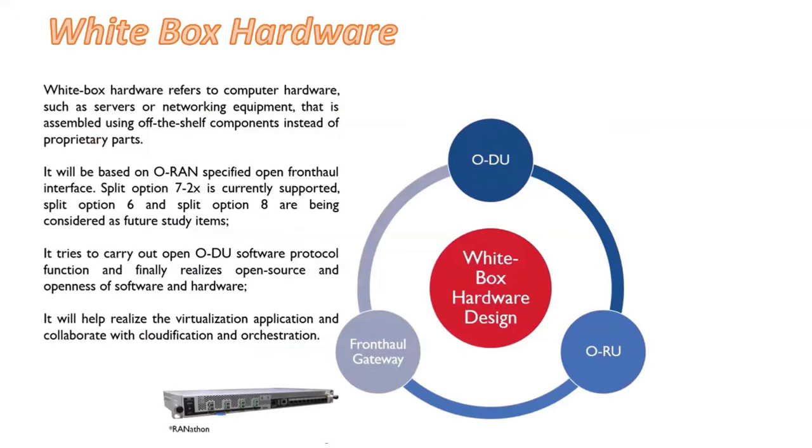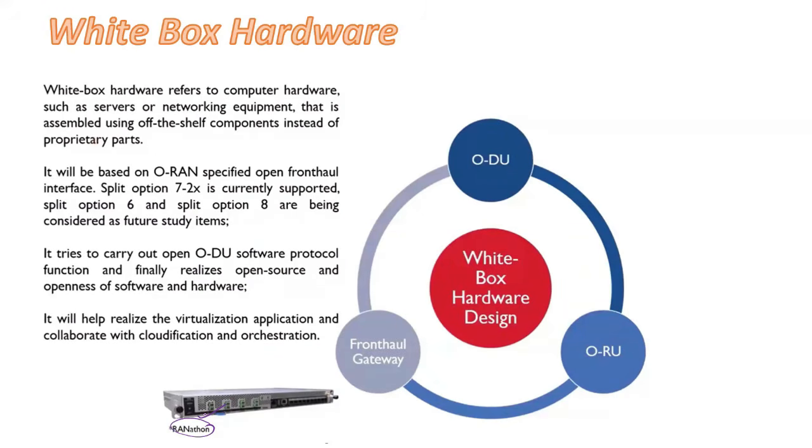So these are typical hardware. It is based on GPP, low cost radio access networks, or white box hardware, right? Using the open RAN. And this is one example from a company called Ranathan. This is a white box hardware, a computer hardware such as servers or networking equipment that is assembled using off the shelf components instead of proprietary parts. So we call it white box.